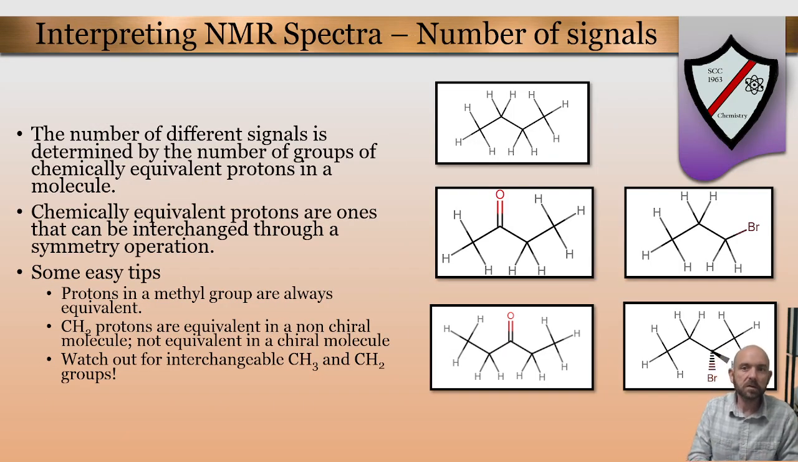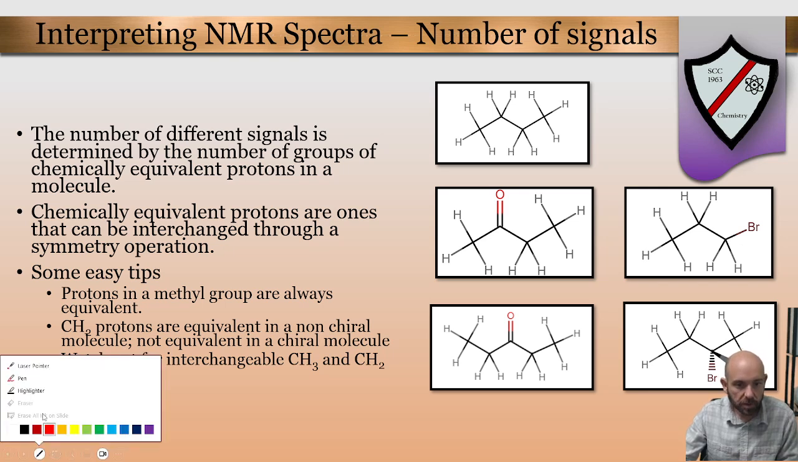So here we can see how we get the number of signals on an NMR spectra. The number of different signals is determined by the number of different groups of chemically equivalent protons in a molecule. Chemically equivalent protons are ones that can be interchanged through a symmetry operation. Usually it's a little bit more complex than it sounds.